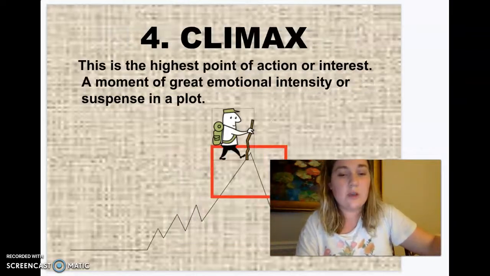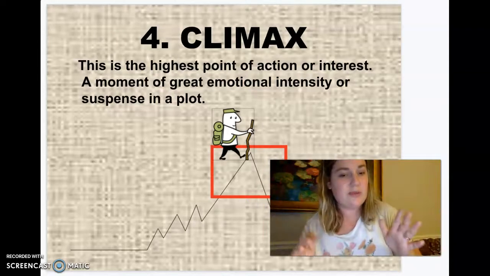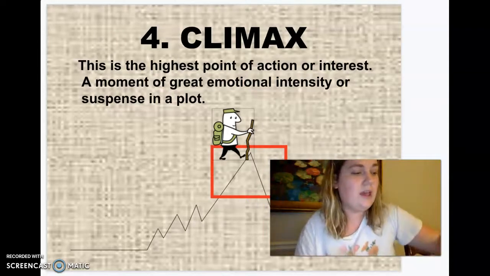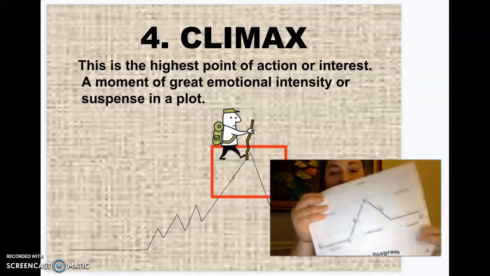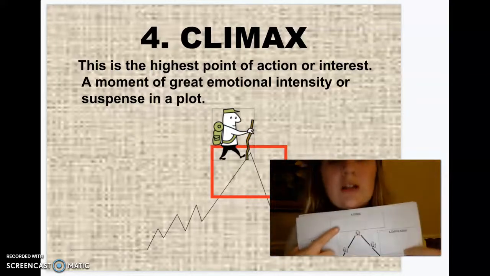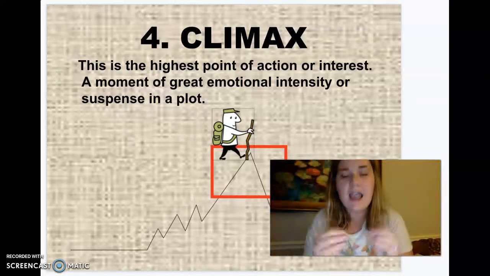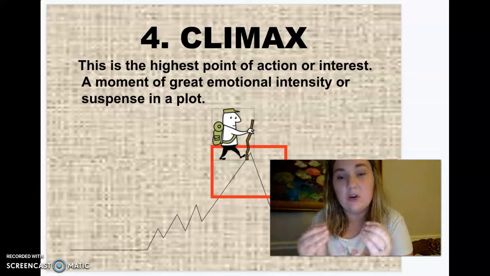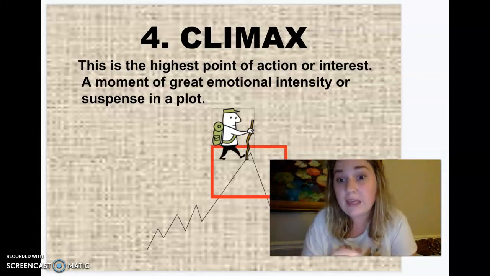Okay, so we're going to come to climax. I'm almost to my time, so I'm going to have to make a new video, but I want to talk about climax with you guys. Number 4, climax. The highest point of action or interest for the main character.